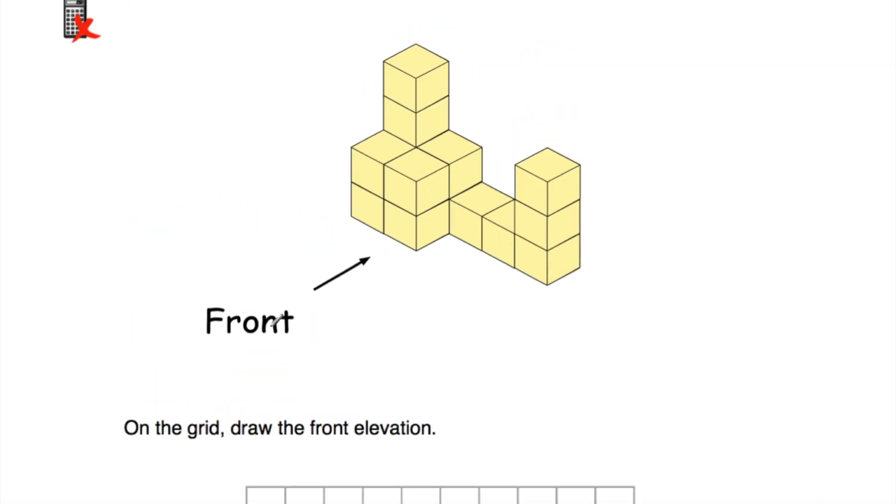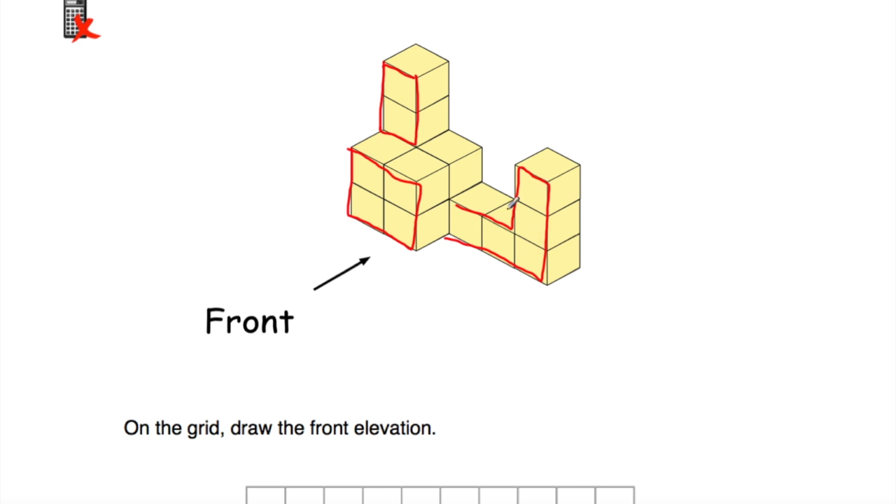So if we're standing here at the front, we're looking at it, what would we see? Well, we would see this square, this 2 by 2 square. We would then see these 2 squares sticking up on the left hand side. So this little rectangle sticking up on the left hand side, you'd see those 2 squares sticking up. And then you would also see this shape here, this shape on the right hand side. So it goes across 3, and then it goes up, and then across, and then down, and then across. So it would be 1, 2, 3 squares across, and then another 2 up.